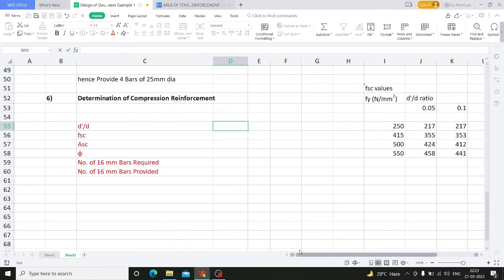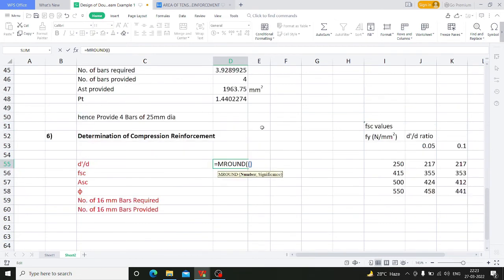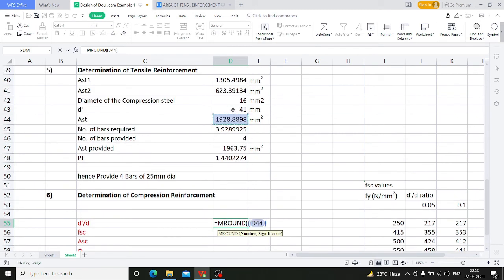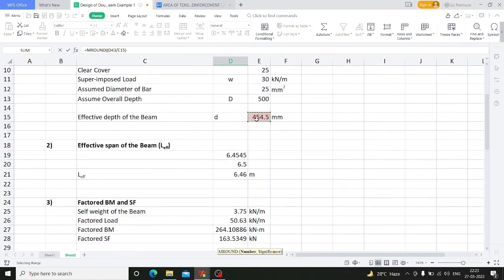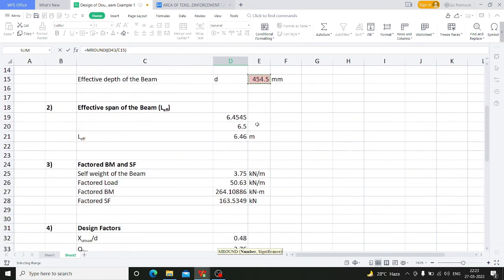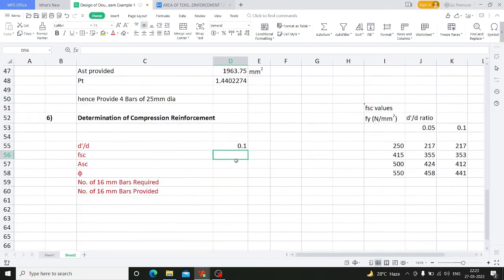To get in that range, we can use the M roundup function. Take bracket D dash, the effective cover to the compression steel, divided by effective depth, that is D, comma, bracket close, comma, 0.05. You see you are getting the value of D dash by D in 0.05 range. If the value is changed, then you will be getting 0.05, 0.1, 0.15 in that range only.